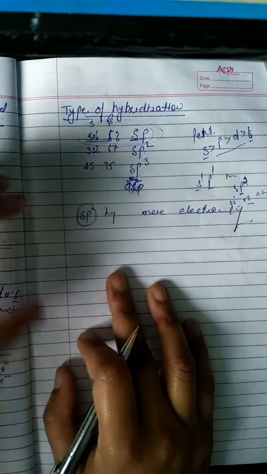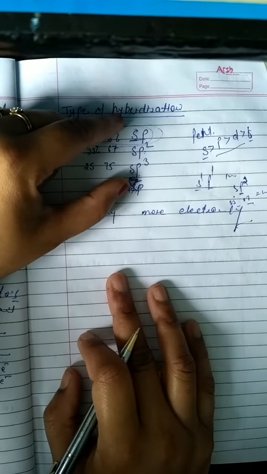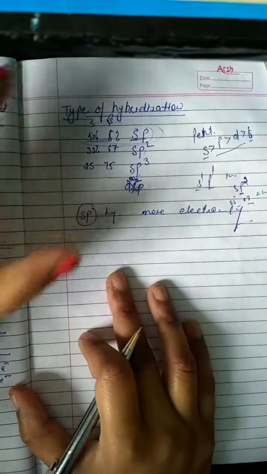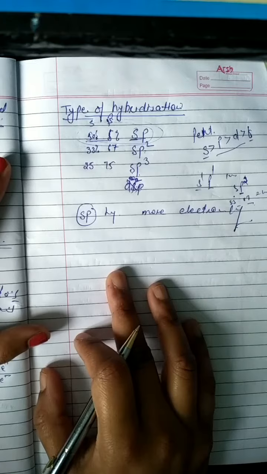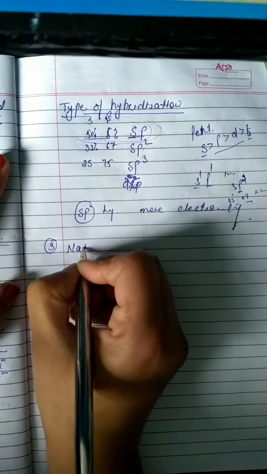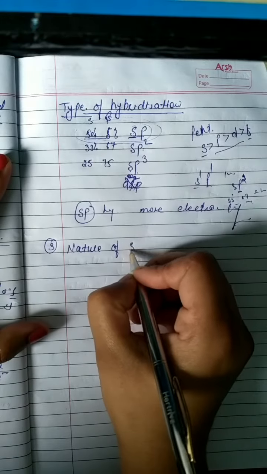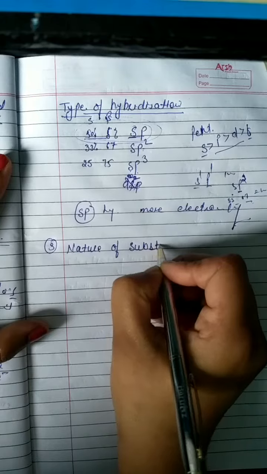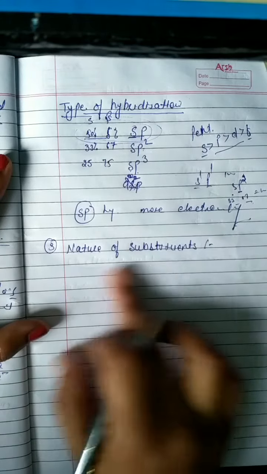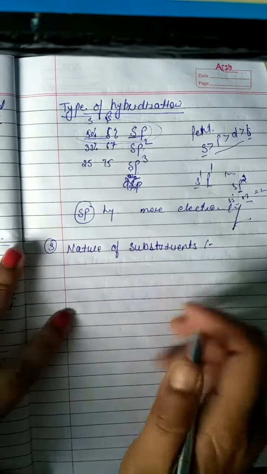Clear? And how can we find sp, sp2, sp3d? There is a lot of hybridization that will be discussed in the fourth chapter, in a fuller topic, that is, what is hybridization. Next, one factor is the nature of substituents.